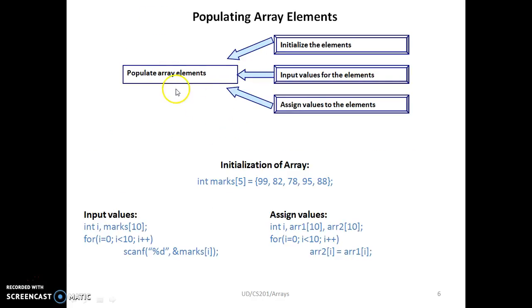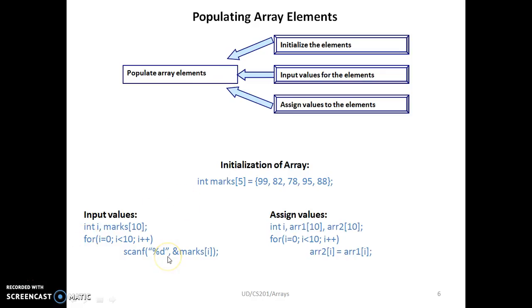Now, you can populate the array elements in three different methods. First is initialization. At the time of declaring the array, you can put the initial values within curly brackets, all separated by commas, and you have to use an equal to symbol. As a result, marks[0] will get the value 99, marks[1] will get the value 82, marks[2] will get the value 78, etc.